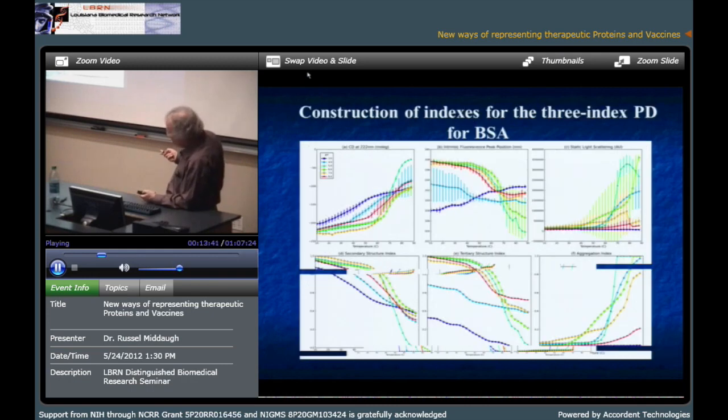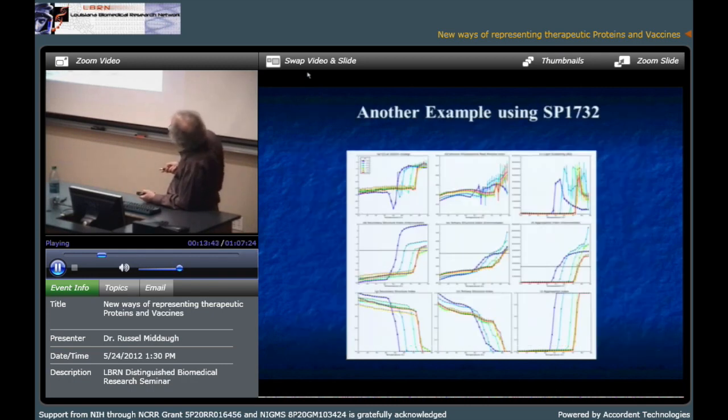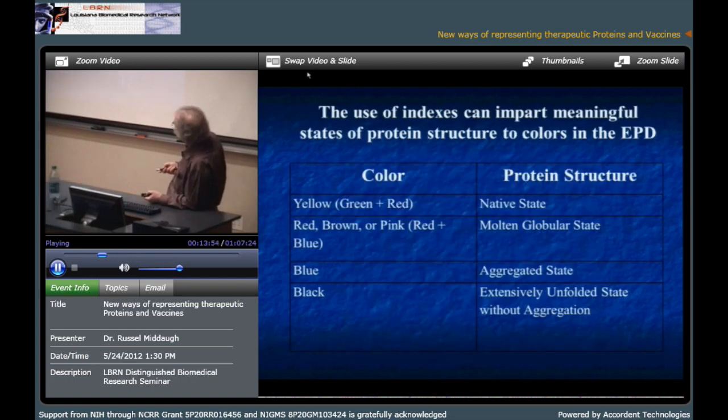The previous one was serum albumin. This is one of the many proteins we work on. This is a protein that's in development as a staphylococcal vaccine, from a colleague. So that's one type of phase diagram. We'll call it the index type phase diagram, which is different from the conventional phase diagram I just showed you.